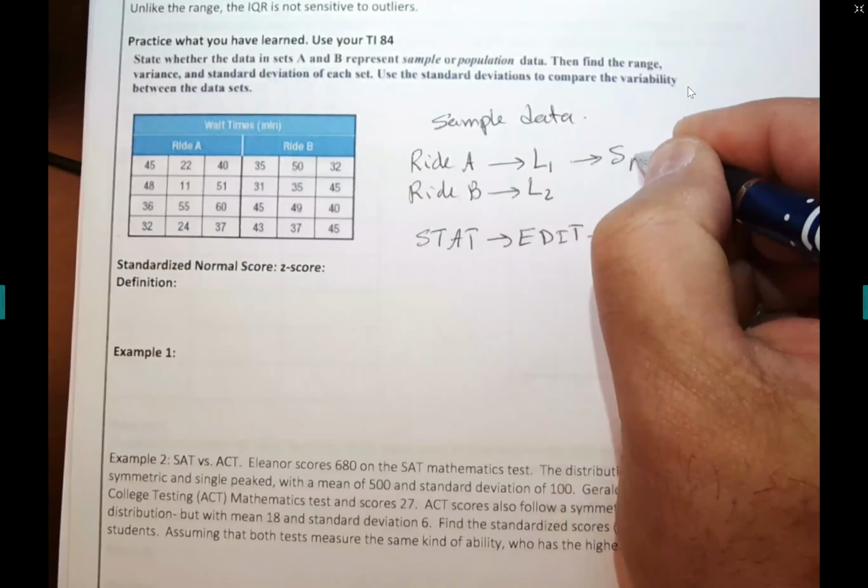Now let's do it for the second set, to see which ride is more consistent. You see what the calculator gives you? It gives you the minimum value, Q1, Q2, Q3, and the maximum value. It does give you the 5-number summary as well.